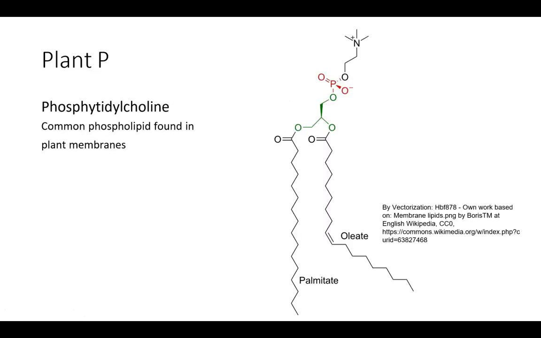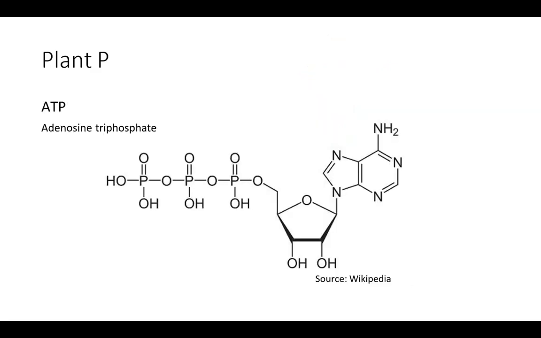Plant phosphorus. One of the functions of phosphorus in plants is that it is part of membranes. This is phosphatidylcholine, which is a common phospholipid found in plant membranes. You've got your phosphorus, which is the red group here coming off the oxygen. This is attached onto a nitrogen and several methyl groups, which is the blue oval. The green oval below is the center of your glycerol molecule. The 2 elongate molecules coming off below are fatty acids.